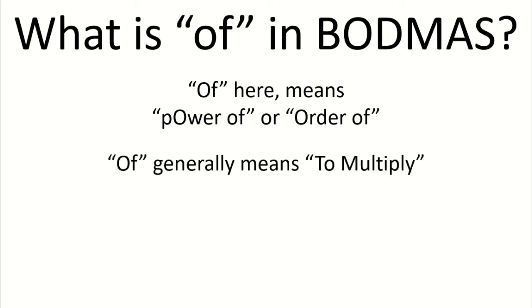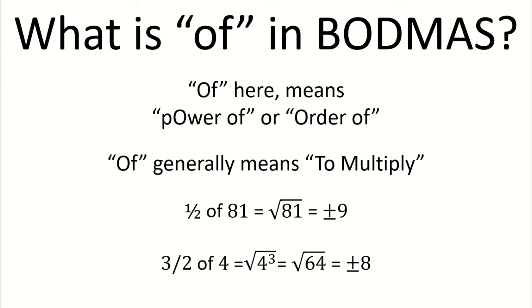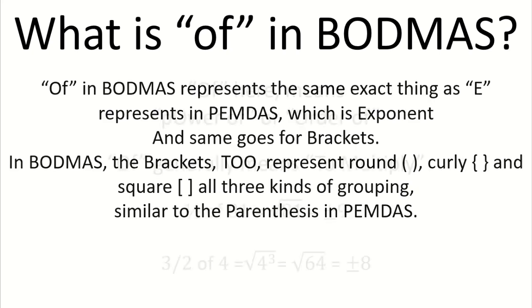"Of" generally means to multiply, like 1 by 2 of 81 is basically the square root of 81, which is 9 or plus minus 9. Or 3 by 2 of 4 is basically cube of 4, which is 4 into 4 into 4 equals 64, and then square root of 64, which is plus minus 8. So actually "of" in BODMAS represents the same exact thing as E represents in PEMDAS, which is exponent.